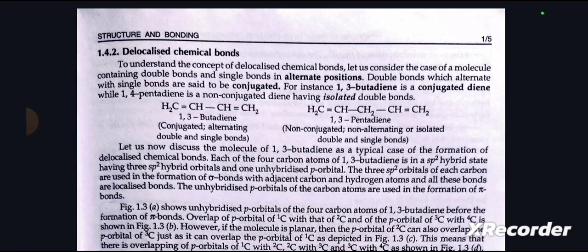1.4.2 Delocalized chemical bonds. To understand the concept of delocalized chemical bonds, let us consider the case of a molecule containing double bonds and single bonds in alternate positions. Double bonds which alternate with single bonds are said to be conjugated. For instance, 1,3-butadiene is a conjugated diene, while 1,4-pentadiene is a non-conjugated diene having isolated double bonds.